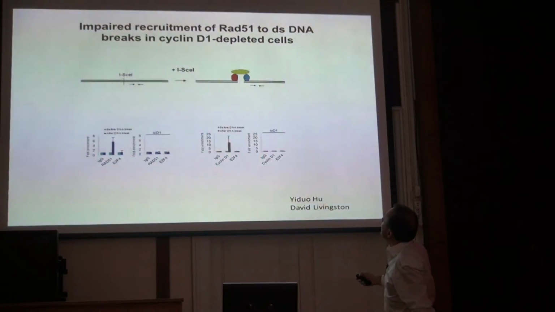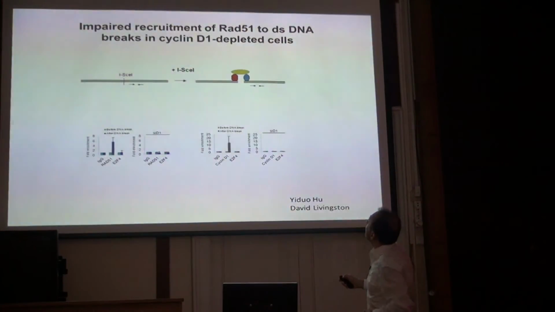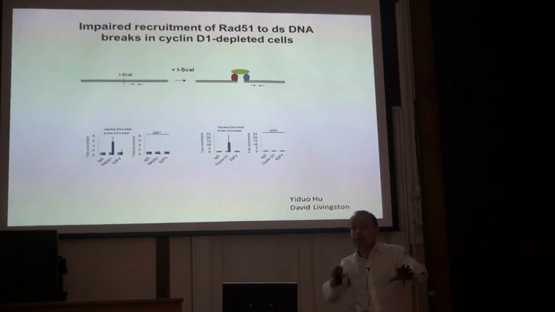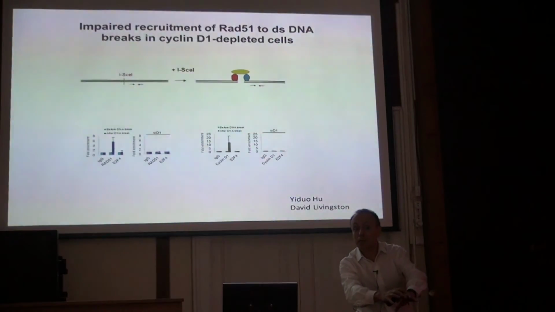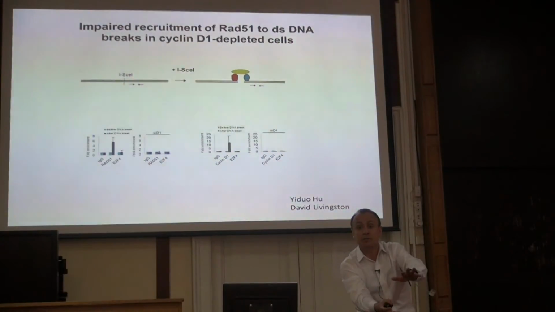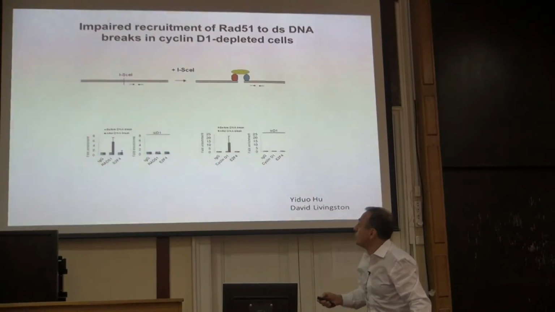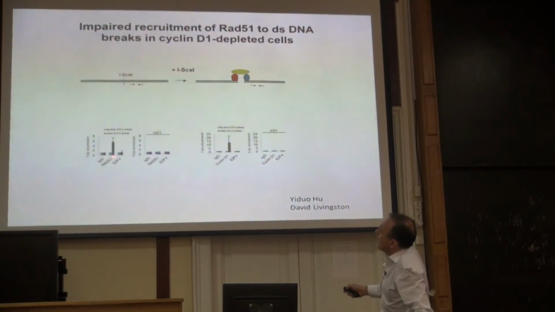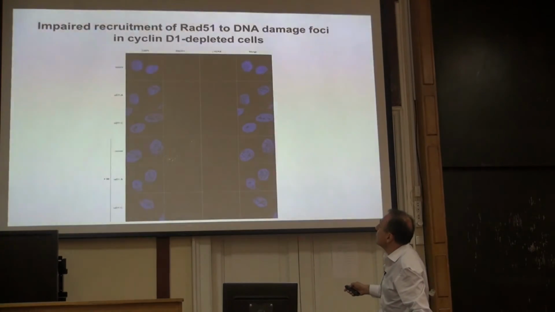So not only cyclin D1 and RAD51 are being recruited, but what happens if you don't have cyclin D1? RAD51 is not recruited well. Here you can see the recruitment of RAD51 before and after the break, and see what happened if we knock down cyclin D1. Now RAD51 is not being recruited.